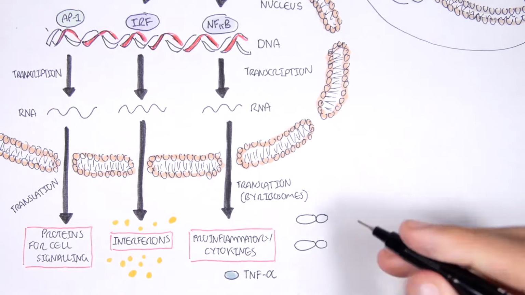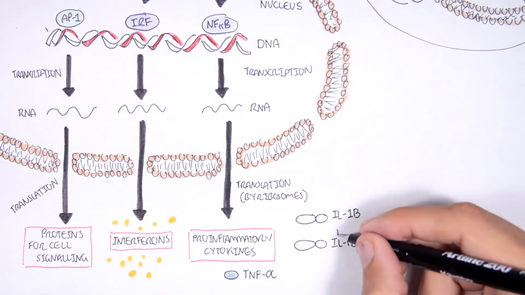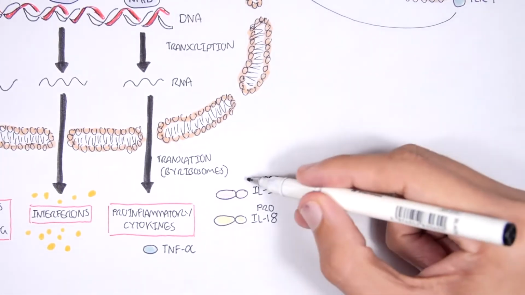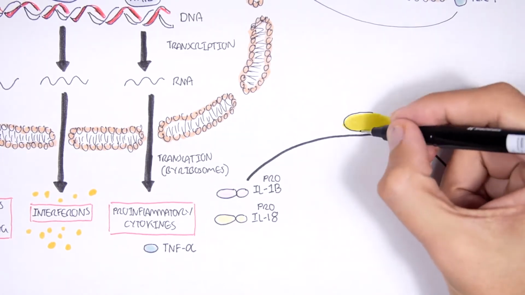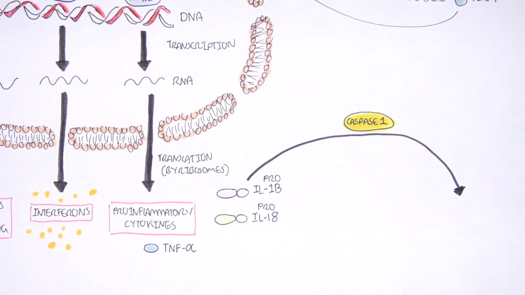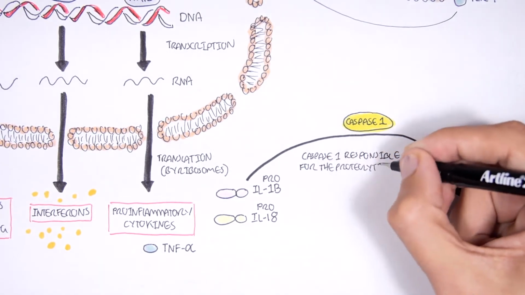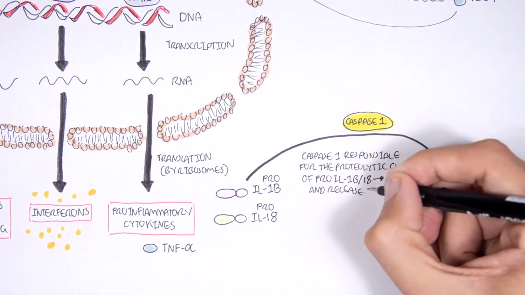The main inflammatory cytokine is TNF alpha, but other pro-inflammatory cytokines produced are pro-interleukin 1b and pro-interleukin 18. Now, pro-interleukin 1b and pro-interleukin 18 are actually in an inactive form because they have a pro before them. Now, these proteins have to be activated, and they are activated by a special enzyme within the cytoplasm called caspase 1. So caspase 1 here is responsible for the proteolytic cleavage of pro-interleukin 1b and pro-interleukin 18. And this will lead to the maturation and release of these two cytokines.